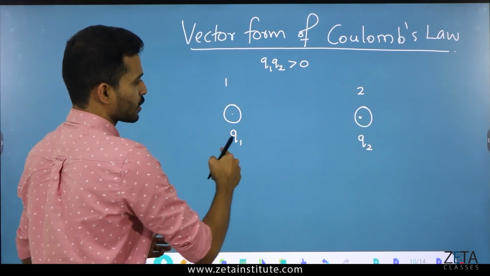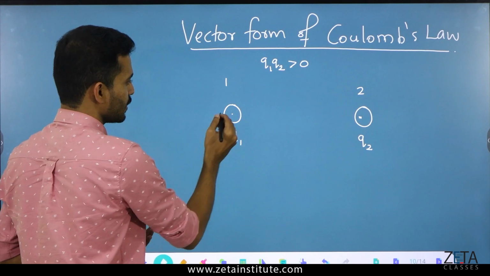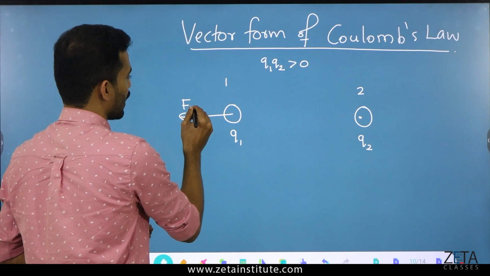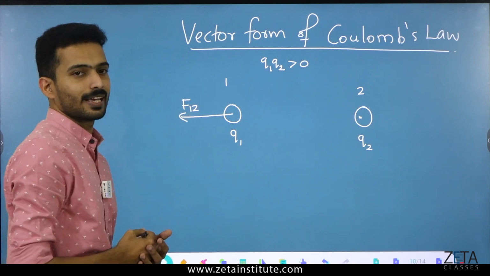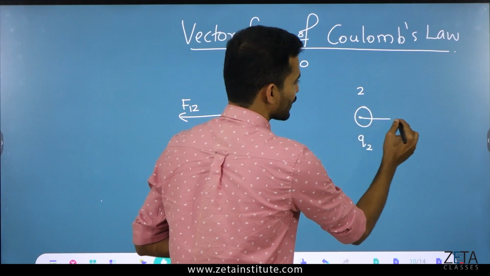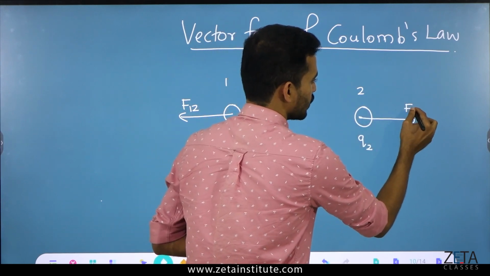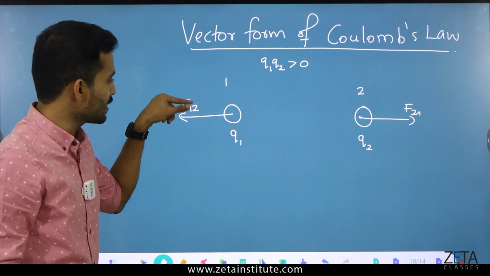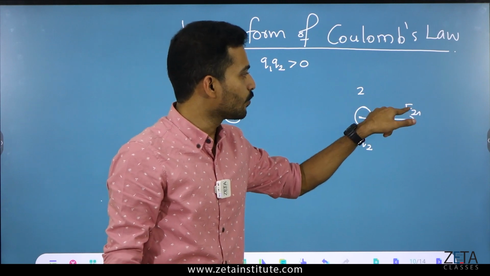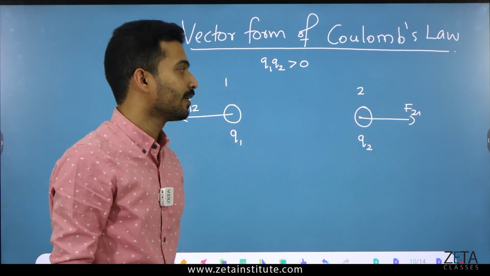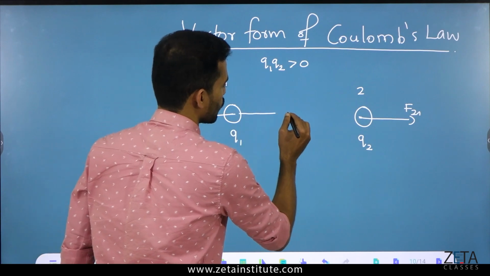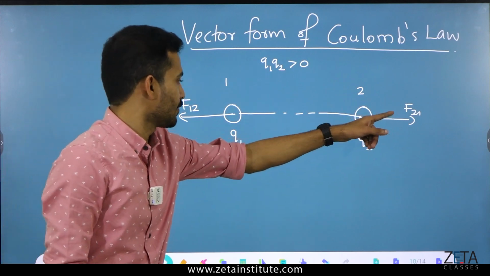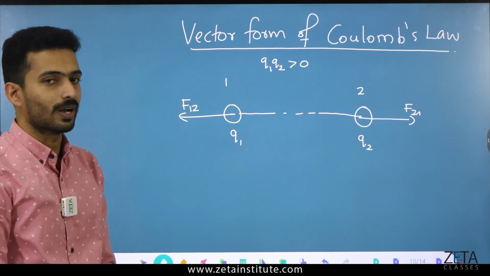Okay, then let us take these two charges. What is the force acting on this? Q1 Q2 is greater than 0, that means it is repulsive. The direction is along this, that is the force acting on the first charge due to the second charge. Here is the force acting on the second charge due to the first charge. So F12 is the force acting on the first charge due to the second charge, and F21 is the force acting on the second charge due to the first charge. This force acts along the line.